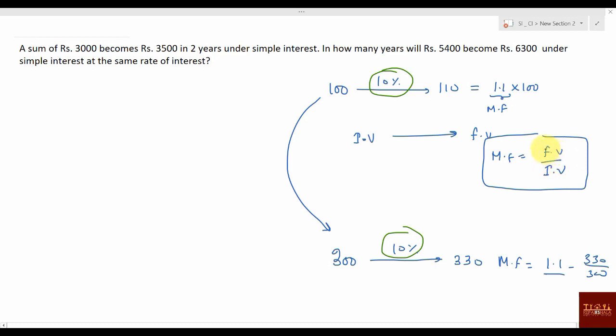You can pause the video and then attempt the question, and I will tell you how you will attempt it actually. 3000 is becoming 3500 in 2 years. So you will be saying 500 increment in 2 years. So 1 year increment will be 250.